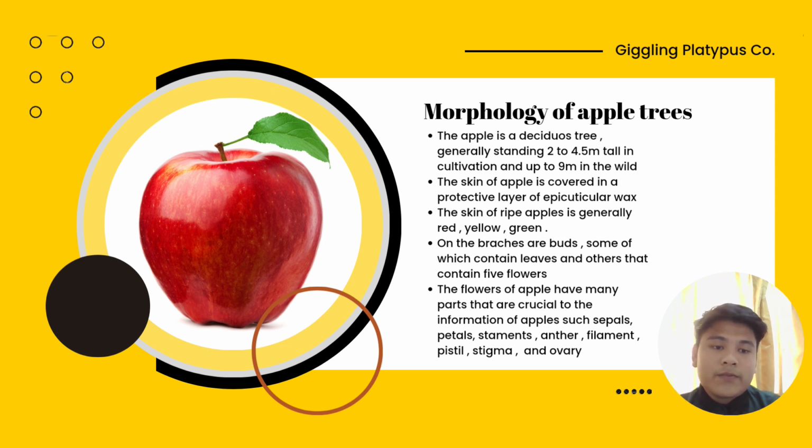On the branches are buds, some of which contain leaves and others that contain flowers. The flowers of the apple have many parts that are crucial to the formation of the apple, such as sepals, petals, stamens, anther, filaments, pistil, stigma, and ovary.